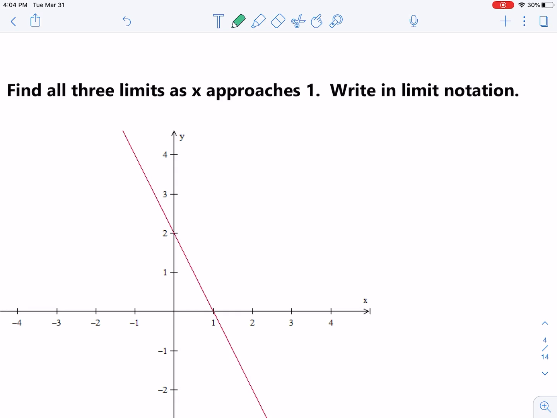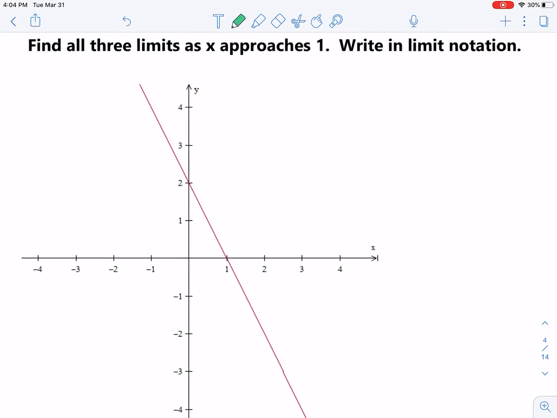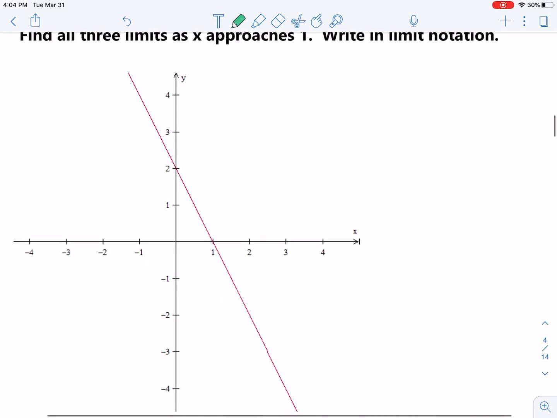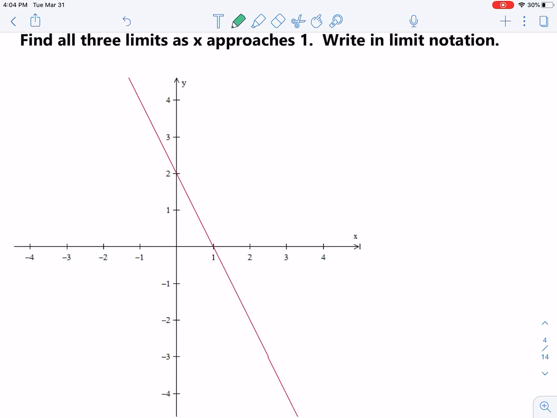What I would like for you to do now is pause the screen and copy this line in your notes. It's a decreasing line, y-intercept 2, x-intercept 1. Go ahead and pause and hit play when it is drawn. So we want to find all three limits as x approaches 1.